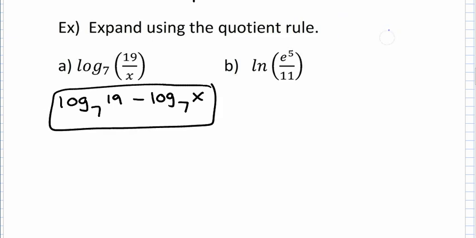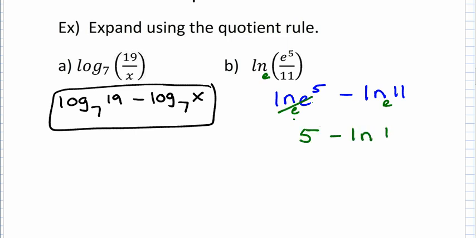For the second one here, this is an example where we're going to be able to simplify a little more. I can first split it up. It's ln of e to the fifth minus ln of 11. Remember, what is the base of ln? Remember the base of ln, it's assumed there's an e there. So this falls into what we were talking about earlier: if the base and the number are the same, they cancel out and you're just left with the exponent 5. So it's actually 5 minus the ln of 11.